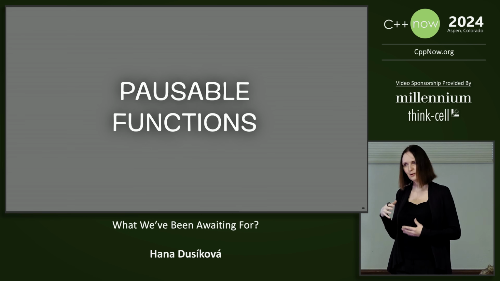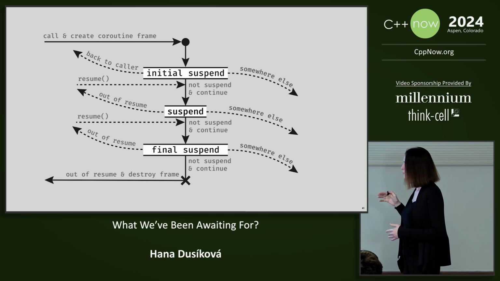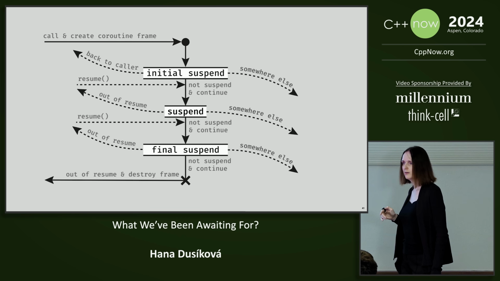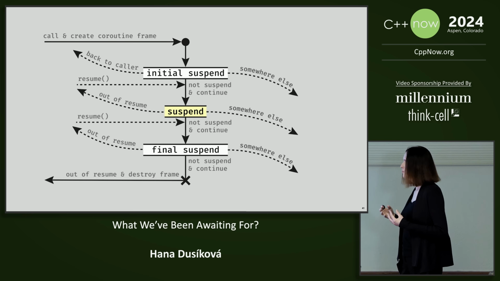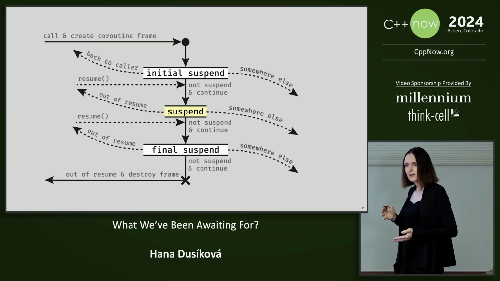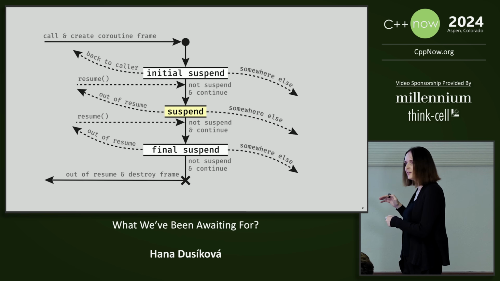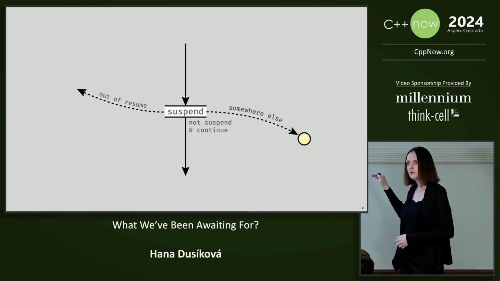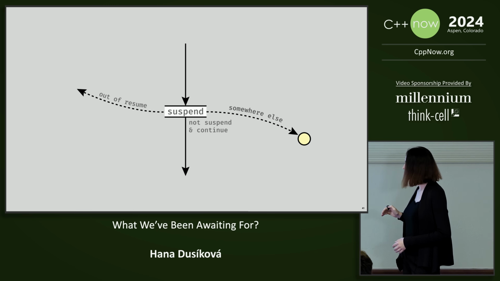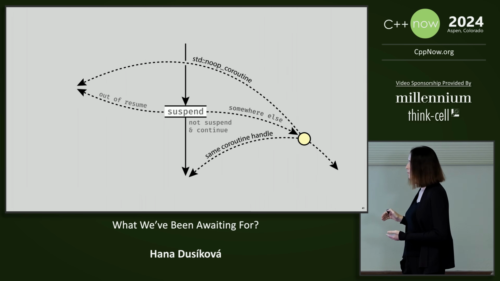So we need to build pausable functions. For that, let's look at this diagram. We need to implement the suspend thing in the middle. Sometimes your function doesn't know where you want to go, whether back to the caller, somewhere else, or just continue, and you need to make that decision a little bit later. Here, you jump somewhere else and you can decide later where you want to go. You can continue, you can go somewhere else, or you can go back to the caller.